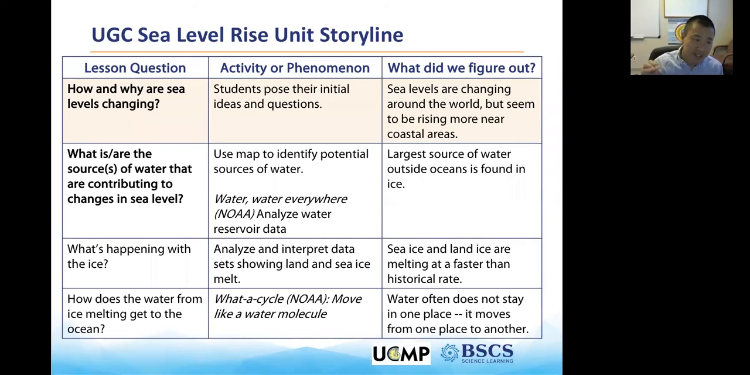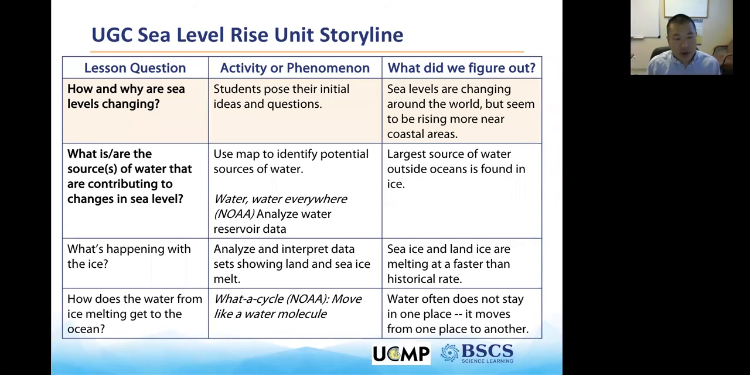which then motivates a series of activities and questions about the role that ice might play in sea level rise, or if it does. So they look at what's happening with ice. They look at some data sets showing land and sea ice melts, and they realize that sea and land ice are melting at faster than historical rates, which then motivates the question, so if ice is melting, but that ice is really far away, how is that ice possibly going to get to the oceans?